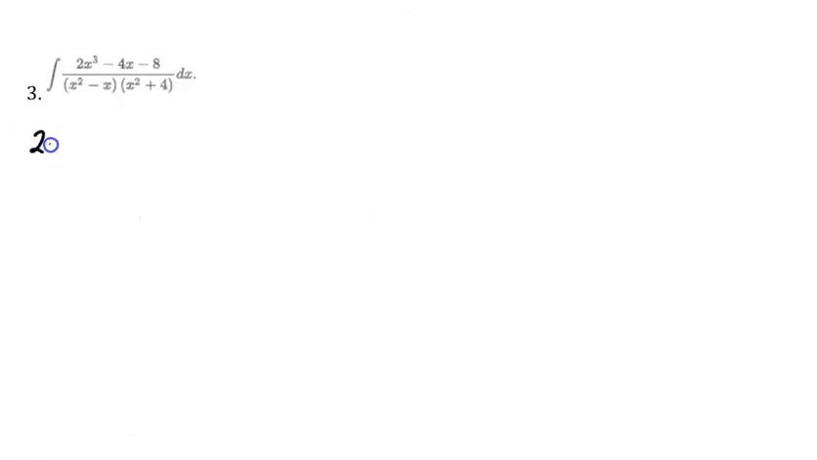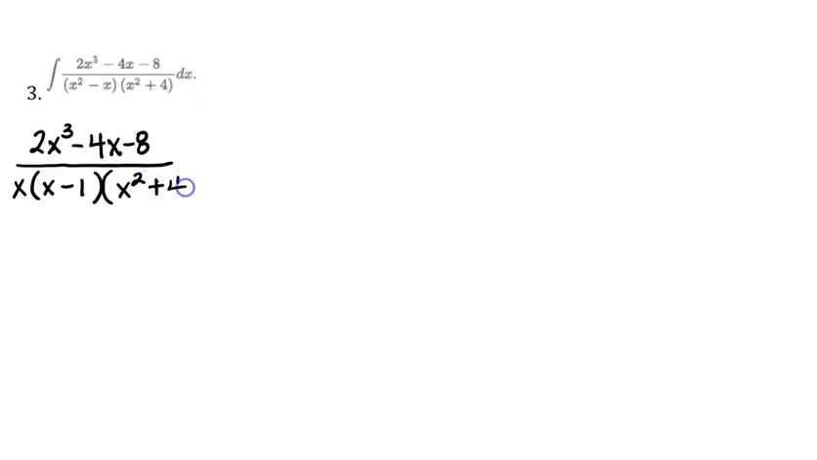Number 3, we begin in the same way by completely factoring our denominator. It's not completely factored. I can pull out a factor of x from the first factor that shows up in the denominator. That x squared plus 4 cannot be factored. It would be different if it was x squared minus 4, but with the plus sign, we can't factor that.